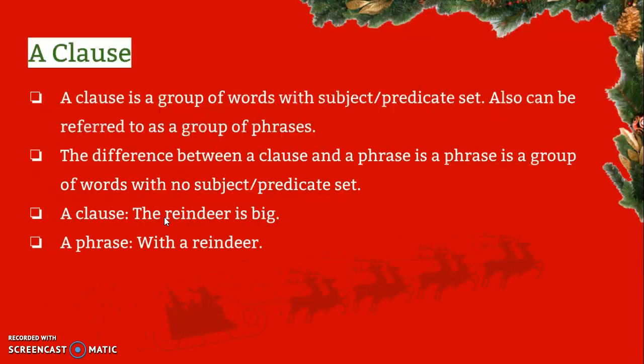So, a clause is a group of words with a subject predicate set. Check out Mr. Claus going. Oh my god, it's Santa Claus, not Mr. Claus. Alright. They can also be a group of phrases, and the difference between them is that a phrase has no subject predicate set, but a clause does.